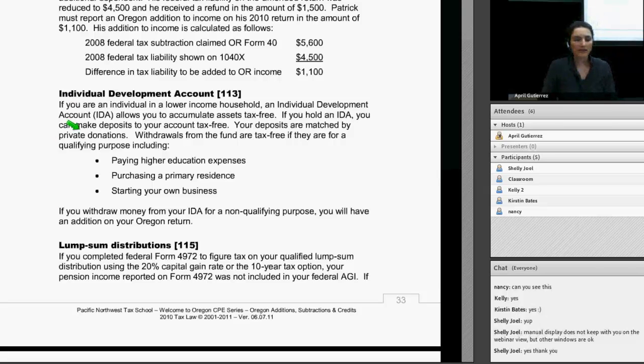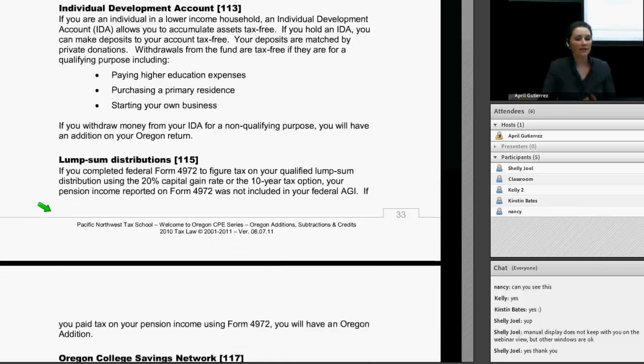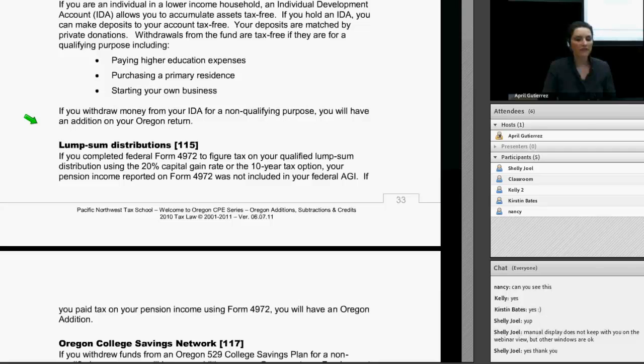So withdrawals from the fund can be tax-free if they are used to pay for qualifying expenses, including higher education, purchasing a primary residence, or starting a business. And if you withdraw money from your own personal IDA for a non-qualifying purpose, you will have an addition on your Oregon return. Lump sum distributions.